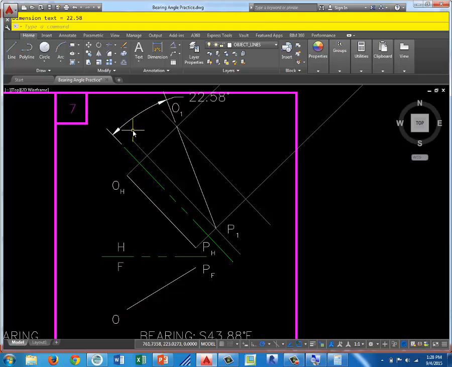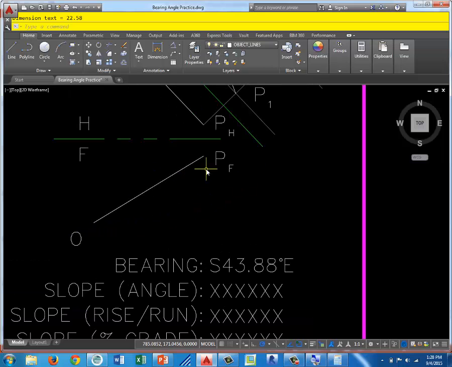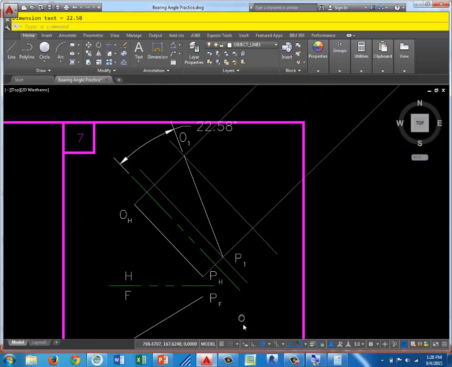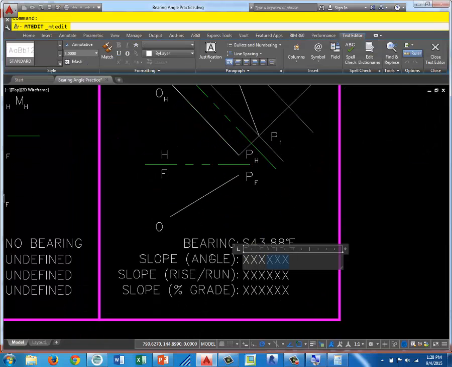Are we positive or negative? Positive. So remember, just because it's O down to P on my screen, what's important is O to P is going up towards the horizontal. And you can always look at the front to confirm. O to P is going up towards the horizontal. So 22.58 degrees is my slope angle.